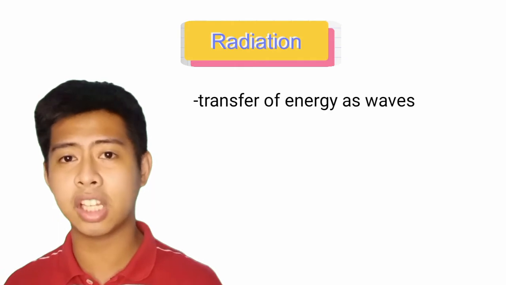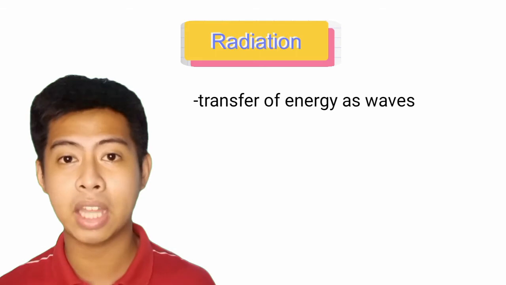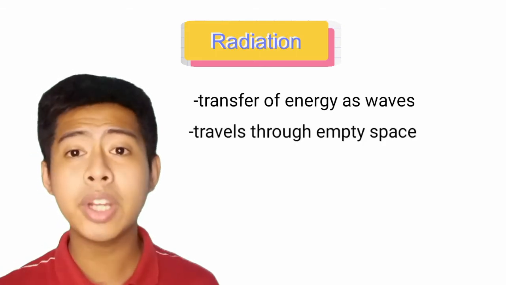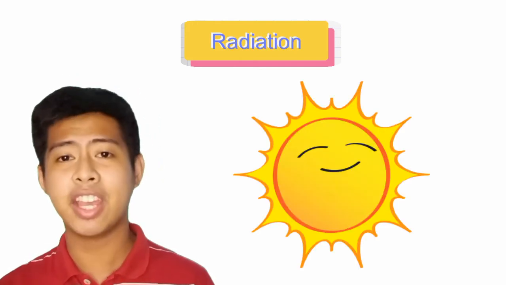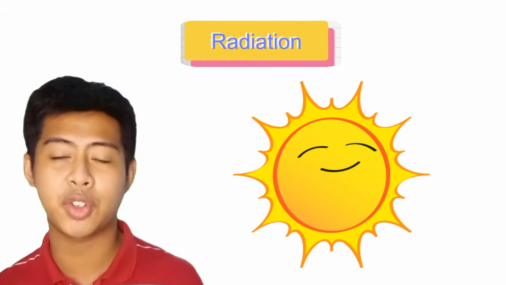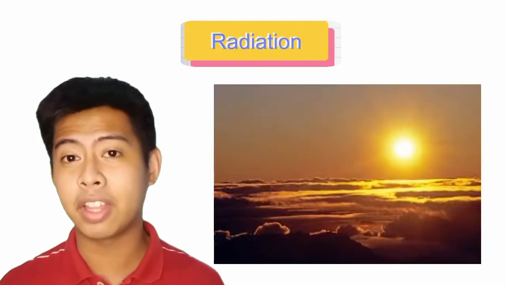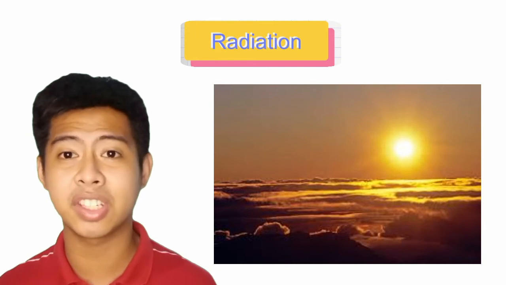So now let's dive into the last type of energy transfer, which is radiation. What is radiation? Radiation is a transfer of heat energy as waves, also called electromagnetic waves. It travels through empty space. What we usually think about with radiation is the sun. The earth is warm because the rays from the sun are traveling through space and casting heat to the earth. To prove that there is heat coming from the sun, we can do an experiment by simply cooking an egg under the sun.